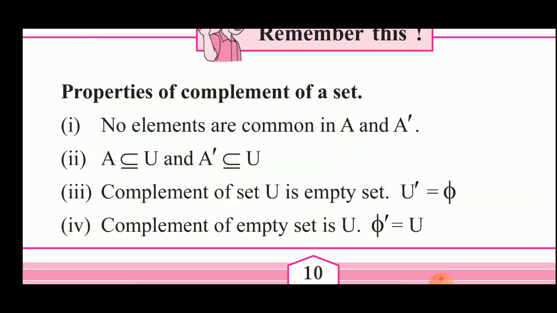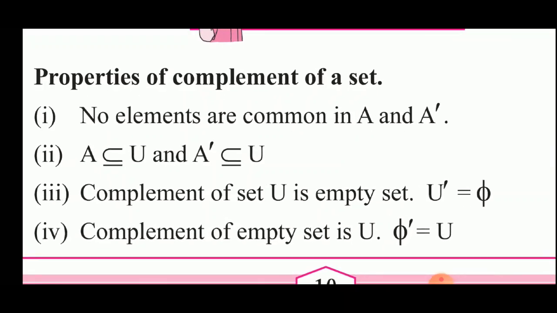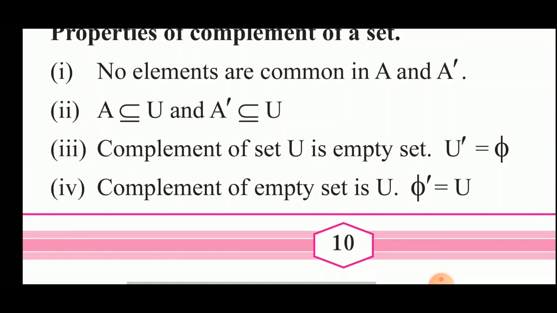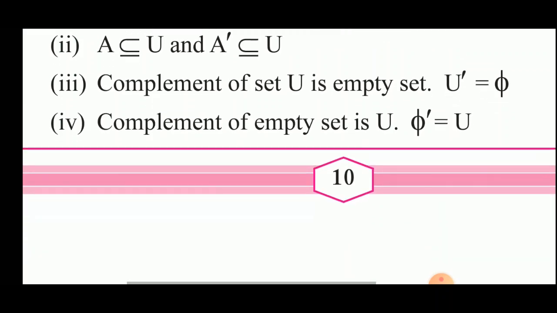Now the properties of the complement of a set: no elements are common in A and A dash. A is a subset of the universal set, and A dash is also a subset of the universal set. The complement of the universal set is the empty set, and the complement of the empty set is the universal set. So I hope it's clear to everyone.